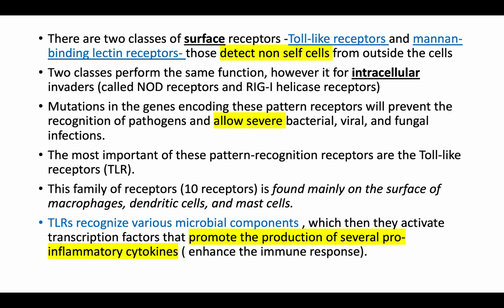There are two classes of surface receptors. They are called toll-like receptors or mannan binding lectin receptors, MBL and TLR, toll-like receptors and MBLs. So these detect non-self cells, from those PAMPs we talked about, from outside the cells. These two classes perform the same function, which is however for extracellular invaders. For intracellular invaders, we have the NOD receptors or RIG-1 helicase receptors.